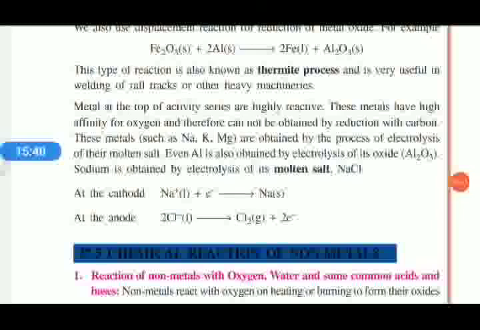I think we already studied the electrolysis process. In the electrolysis process, there is one anode and one cathode. When we pass electricity through them, we get positively charged ions at the cathode and negatively charged ions at the anode. Here, sodium and chlorine. So we can extract any metal, least reactive, most reactive and moderately reactive, through this process.